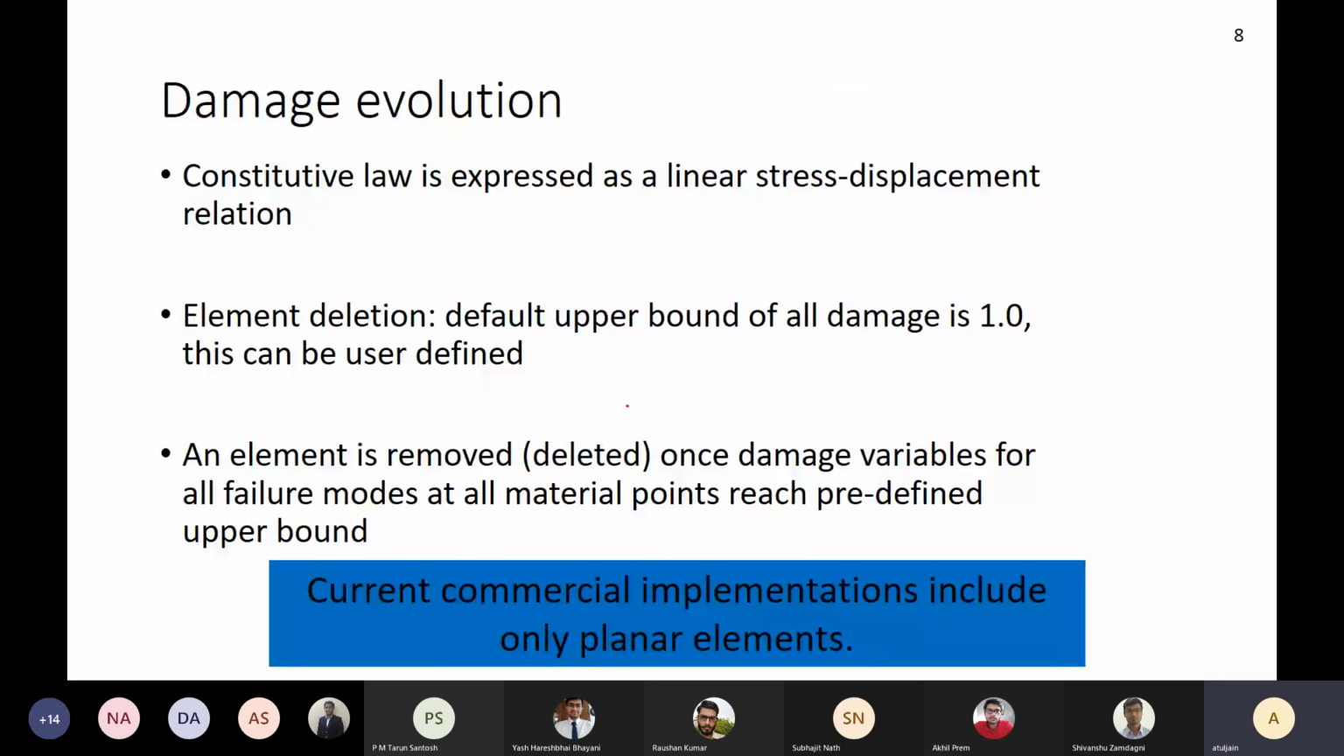So the constitutive law is expressed as a linear stress displacement relation. This is the constitutive law inside the software. An element is deleted if any value of d becomes 1.0. You could make it lower also. The element is removed once the damage variable for all failure modes has been reached, and current software only includes planar elements, so you can only do 2D analysis, but this is how it is implemented in both ANSYS and Abaqus. Any questions on this implementation?